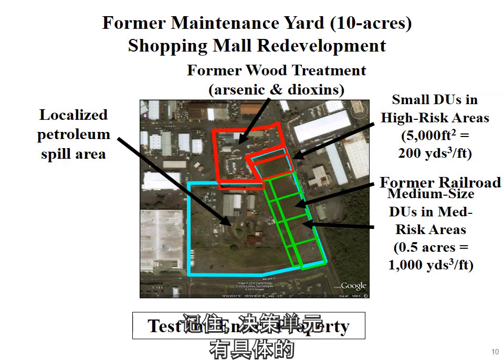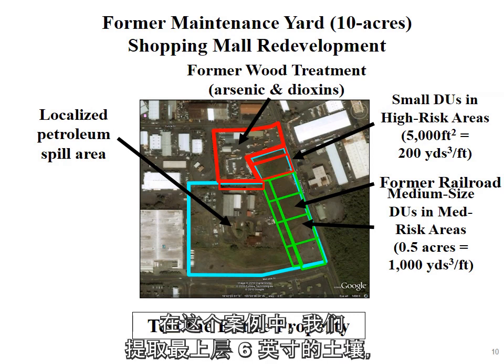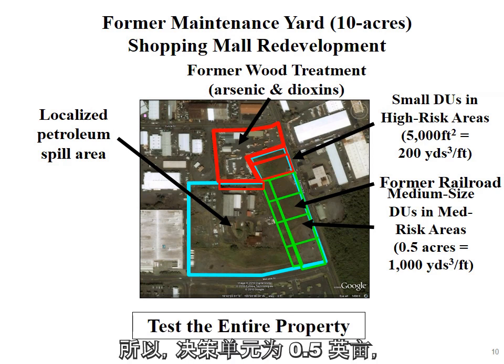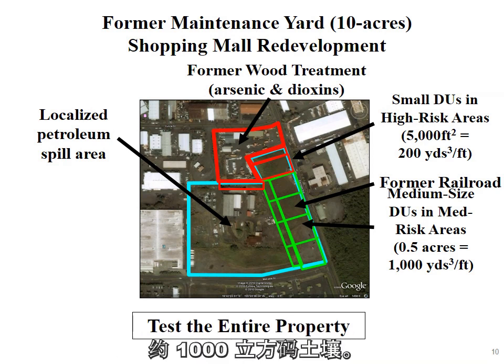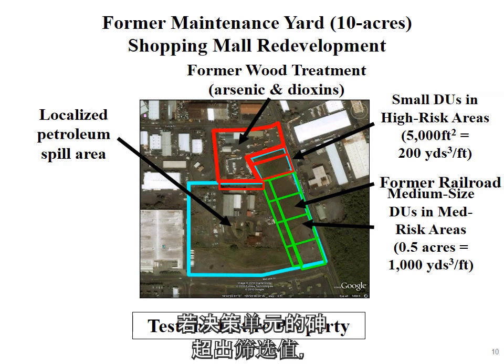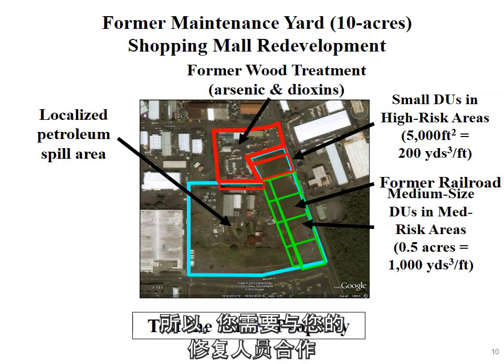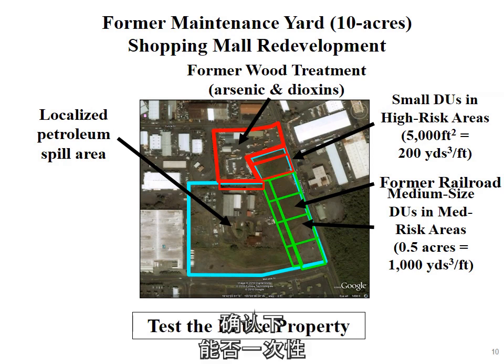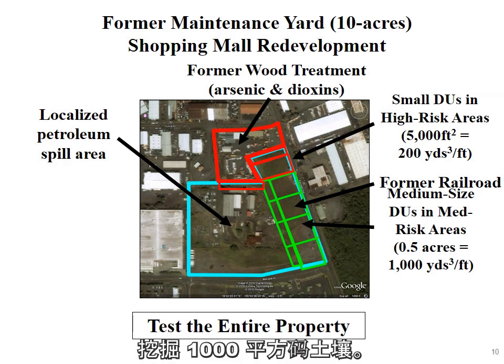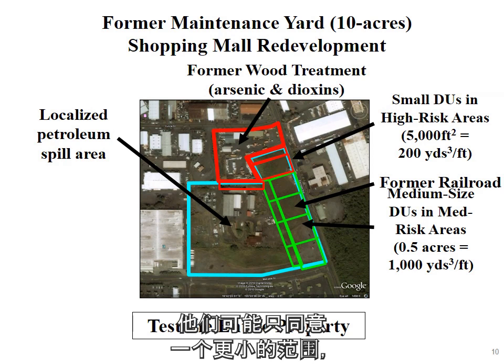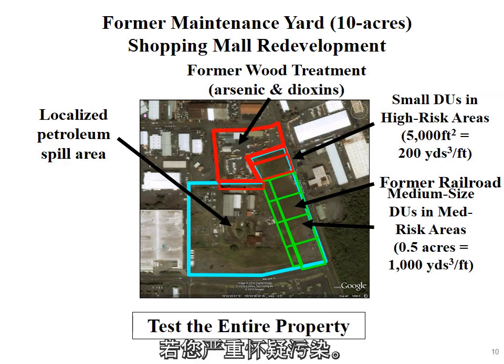And remember, decision units have a specific volume of soil associated with them. In this case, we're looking at the top 6 inches of soil, so for a half acre DU area, it's about 1,000 cubic yards of soil. And we're going to collect a representative sample on each one of these DUs. And again, if the DU fails our screening level for arsenic, then that DU will be excavated. So you really want to work with your remediation people to see if they're comfortable with excavating 1,000 cubic yards of soil at a time. They may want something smaller if there's really strong suspicion it's contaminated.